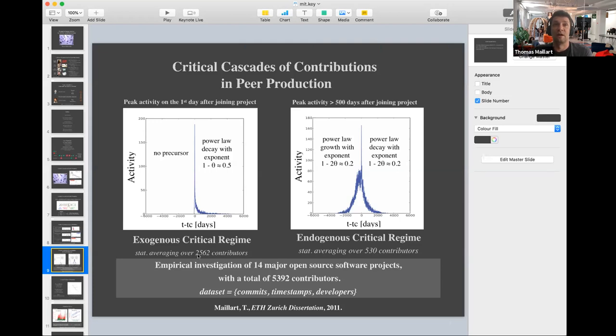For the first one it is 2,562 contributors, and on the right, for the endogenous critical regime, it's way less. It's one third. You can also see that I show here only around 3,000 over 5,000, so there are 2,000 contributors here that we don't really know. They don't have a clear pattern, which is obvious. We cannot have a clear pattern for everyone. So in total, those people who are endogenously critically motivated are only 10% of the total people.